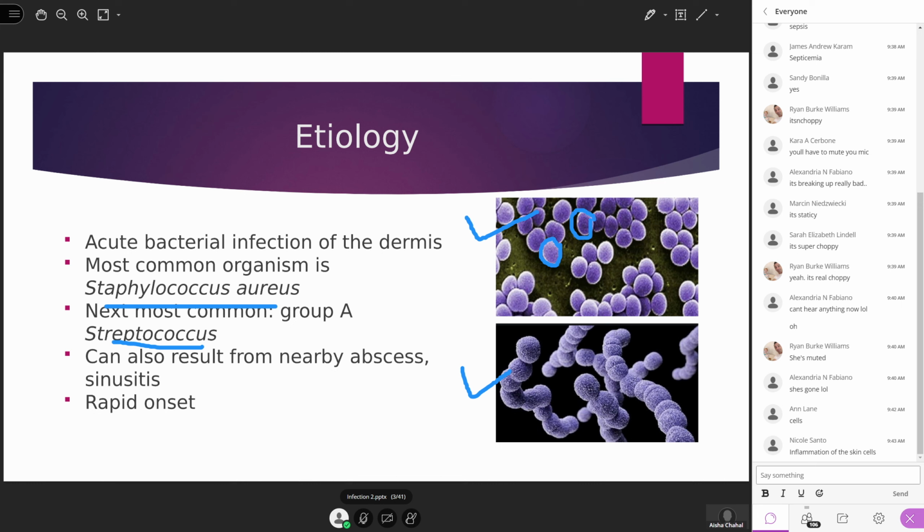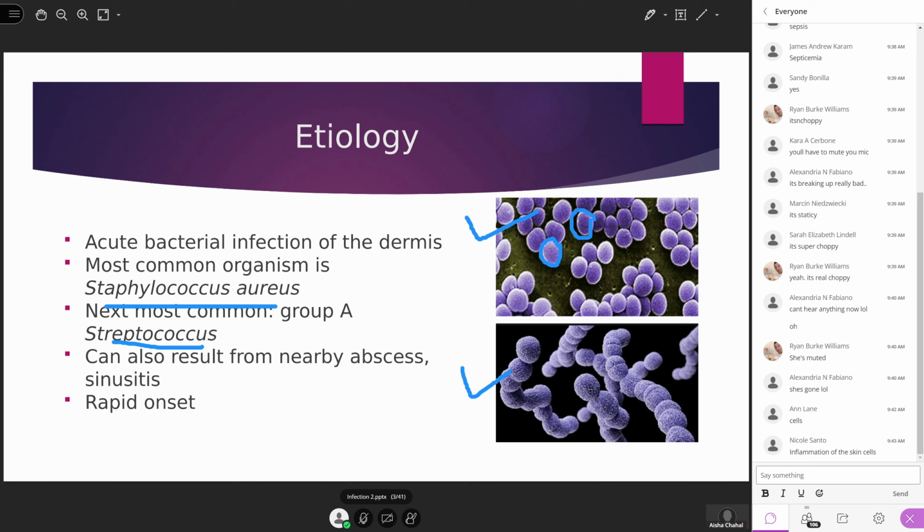Both of these organisms can cause cellulitis. How do we get these organisms? They are a part of our normal skin flora. They live on the skin, right? But they do not cause any infection. Anytime there is low immunity or a breakdown in the skin, somehow they get entry into the bloodstream.